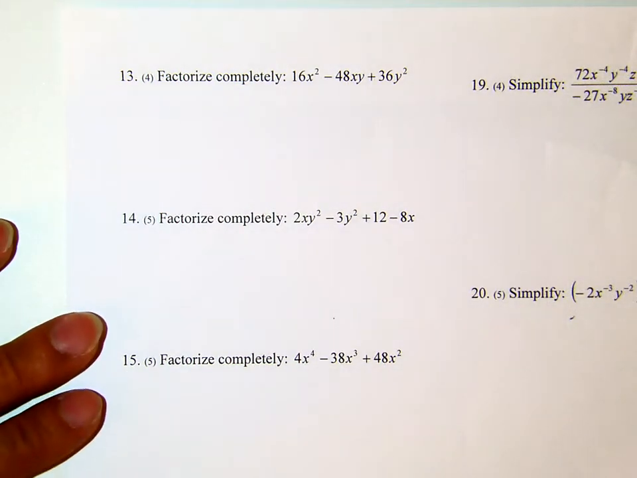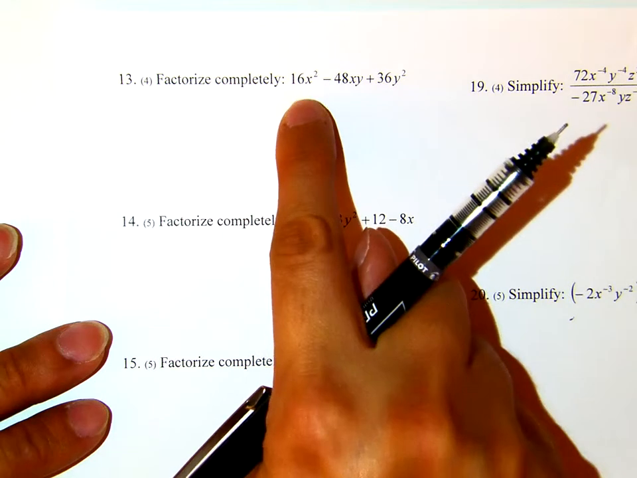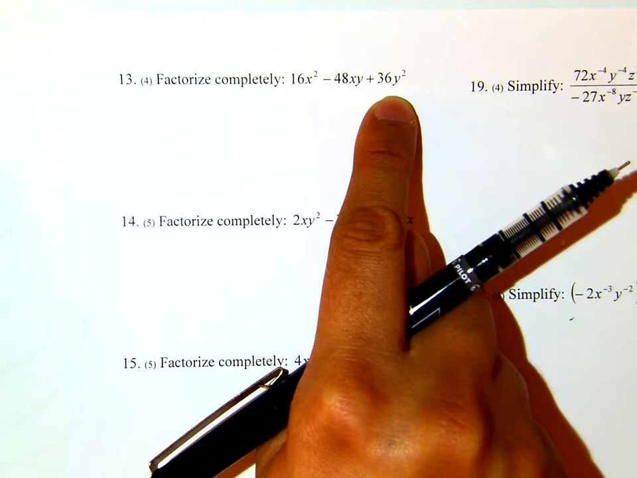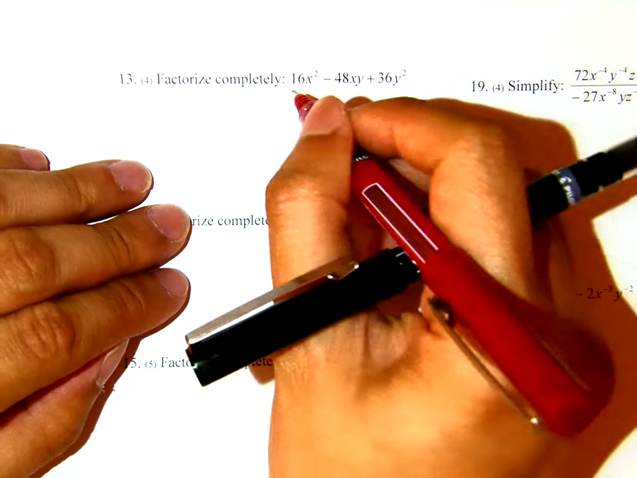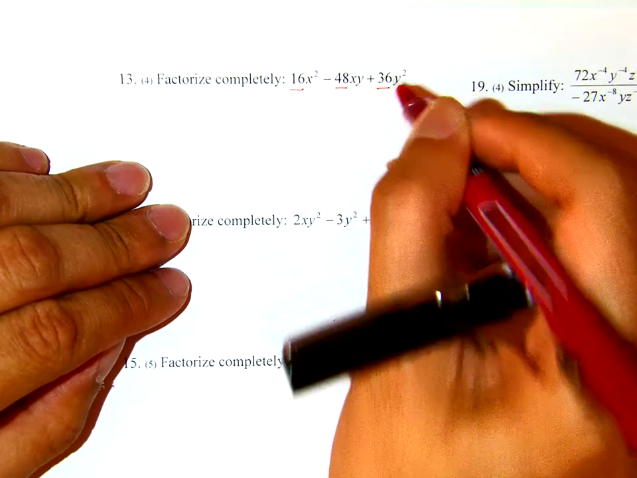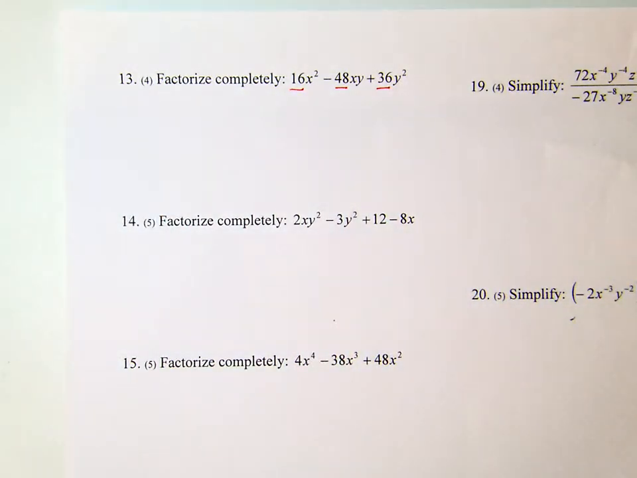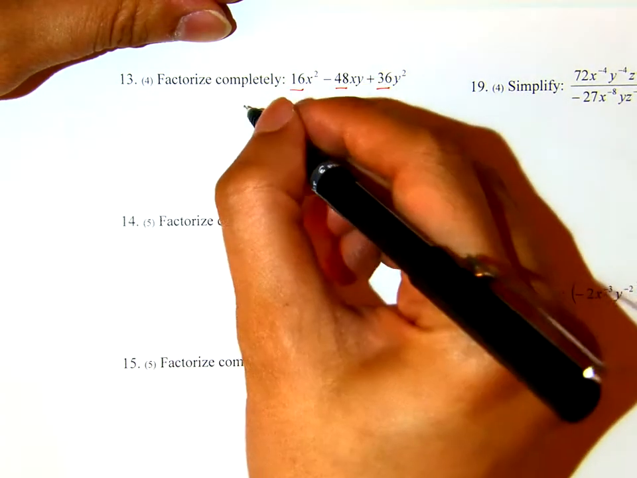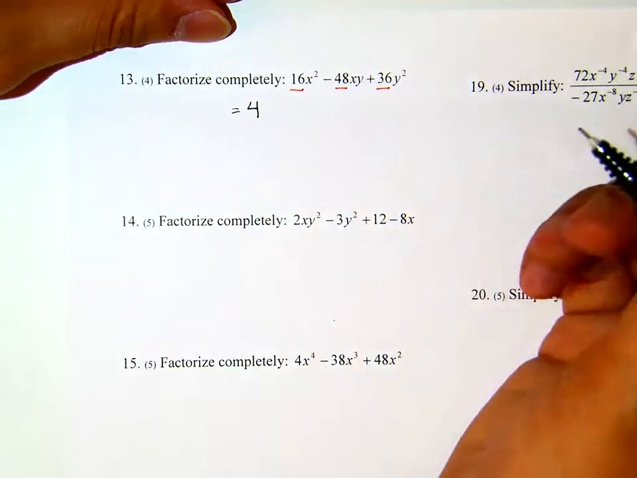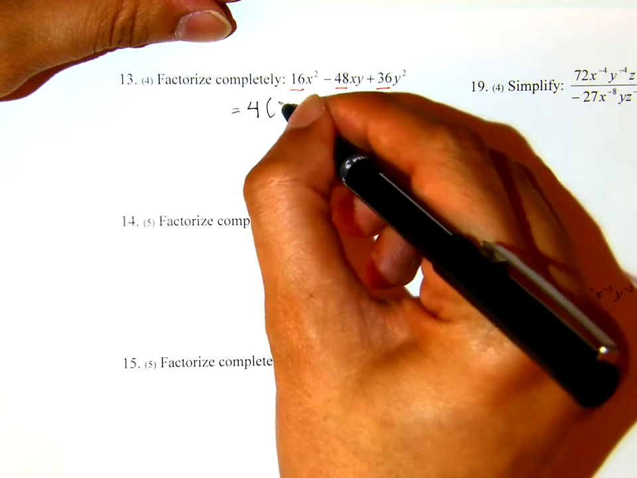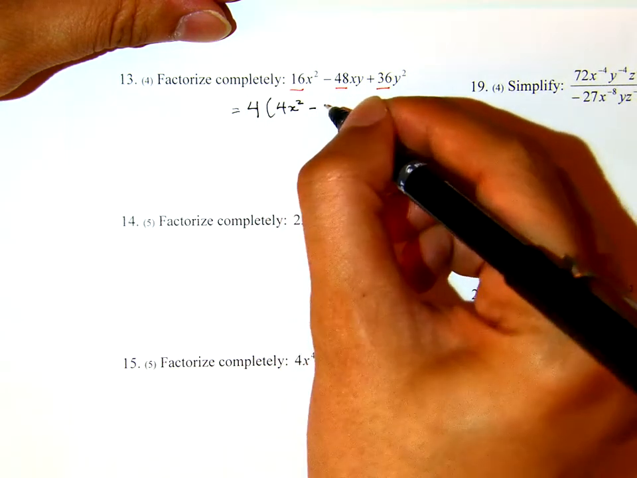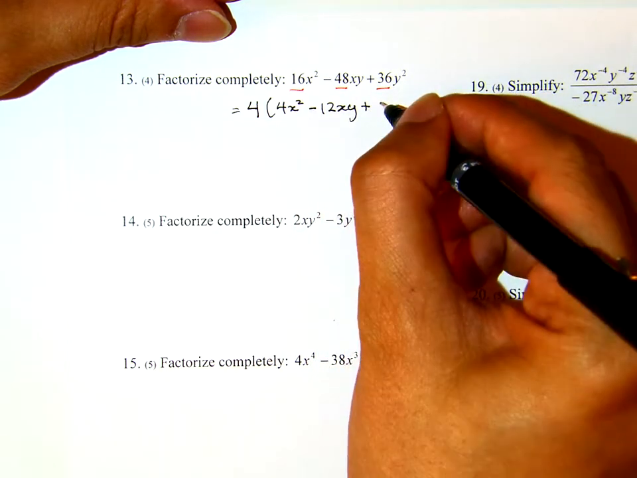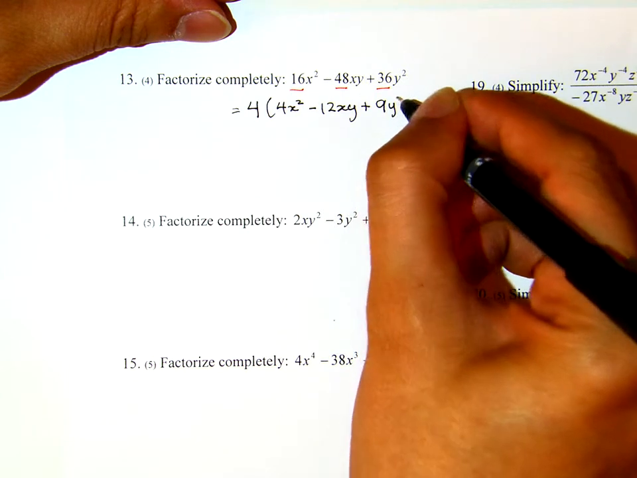Number 13, factorize completely. We have 16x squared minus 48xy plus 36y squared. Notice that we have a common factor for the coefficients, at least 2, but if you think about that further, you will see that we can factorize 4 out, such that the one left inside is 4x squared minus 12xy plus 9y squared.